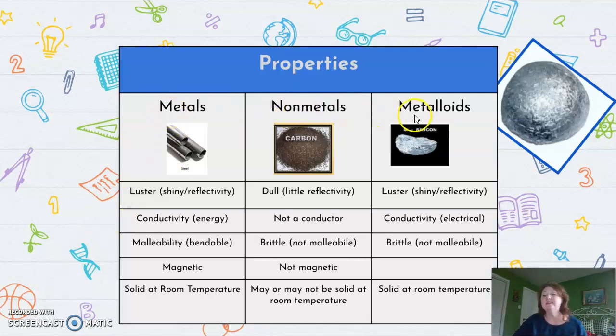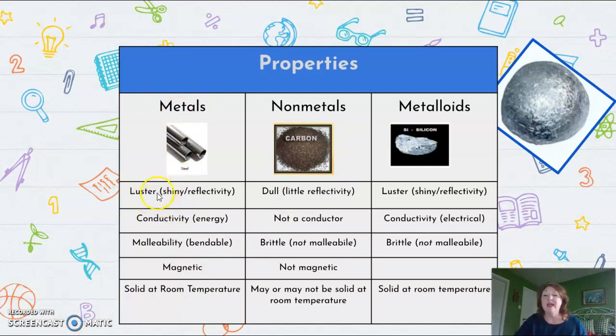nonmetals, and metalloids. Now, metalloids is a new term for this year, and it really is basically also referred to as semi-metals. Let's look at this category of metals.